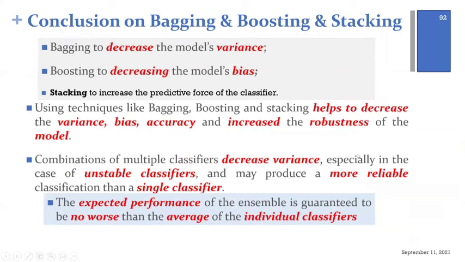And finally, concluding, we said that bagging is to decrease the model variance, while boosting tries to decrease the model bias. So stacking tries to increase the predictive force of the classifier. That is the essence of stacking. Therefore, using techniques like bagging, boosting, and stacking helps us to decrease the variance, bias, and accuracy errors respectively, and increase the robustness of the model. Robustness in the sense that the system will always guarantee that you're going to get good results. This is the advantage of an Ensemble, robustness.